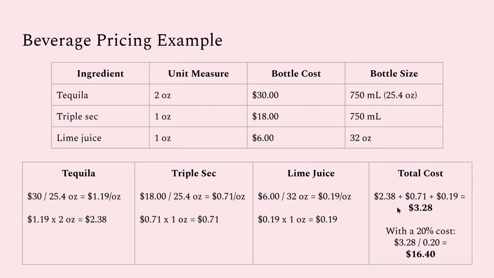I'm going to add up all of those costs together for the specific amount that we're using in our recipe. That leaves us with $3.28. And just to showcase what a 20% beverage cost would look like for this drink, we would need to charge at least $16.40 to have a 20% cost on our cocktail. So that's where the price gets hiked up, that cost. We need to price our drinks accordingly so they help us pay for all of our other business expenses.